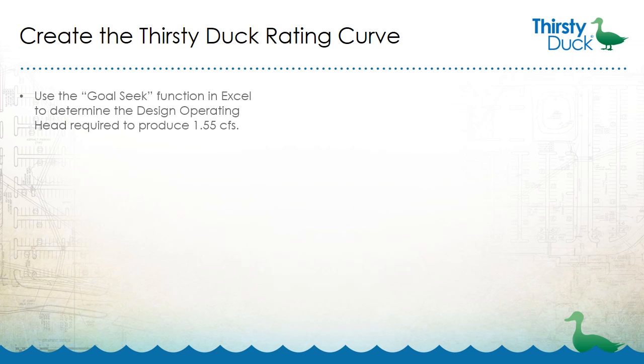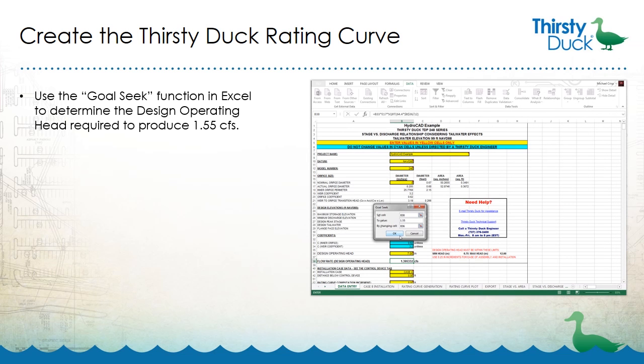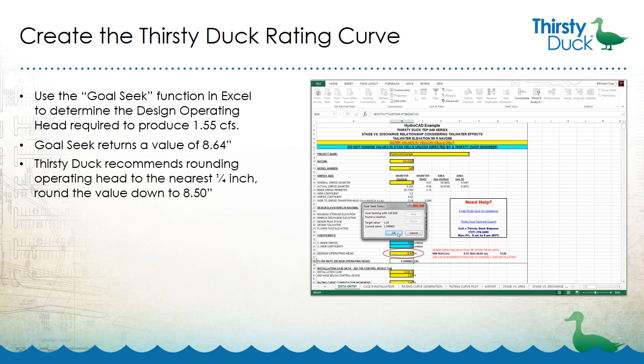Use the Goal Seek function in Excel to determine the design operating head required to produce 1.55 CFS. For this example, Goal Seek returns a value of 8.64 inches. Since Thirsty Duck recommends rounding operating head to the nearest quarter inch, round the value down to 8.50 inches. Rounding up to 8.75 inches produces a flow rate higher than 1.55 CFS.